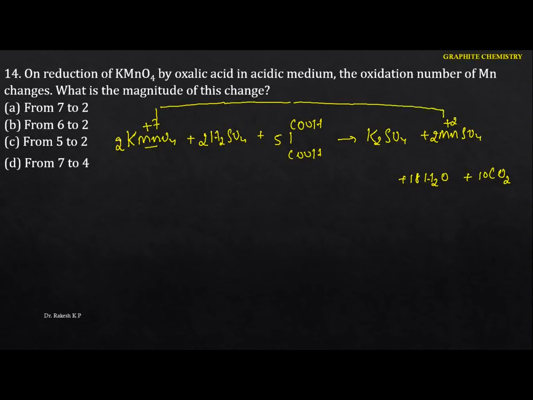Okay, so +7 to +2. Hence the option will be A. Remember one thing: potassium permanganate in the presence of an acid always gives Mn2+. Especially in acid medium, the permanganate ion changes to Mn2+. The total number of electrons changed will be 5. The magnitude of this change is +7 to +2. Okay, so next one.